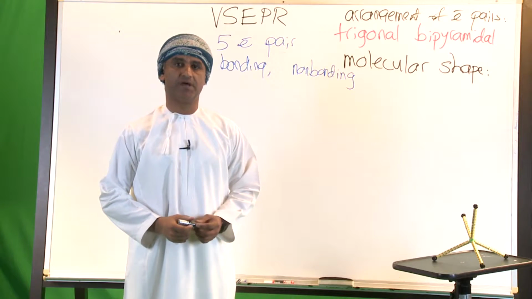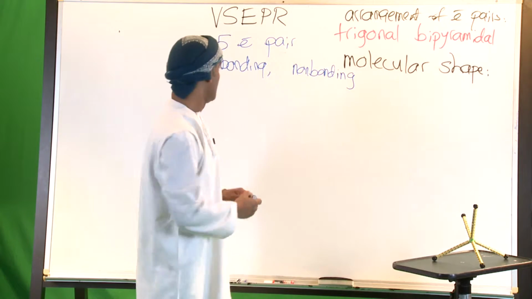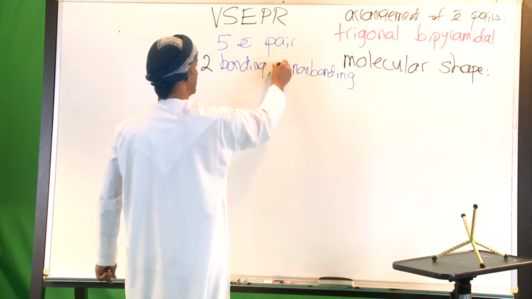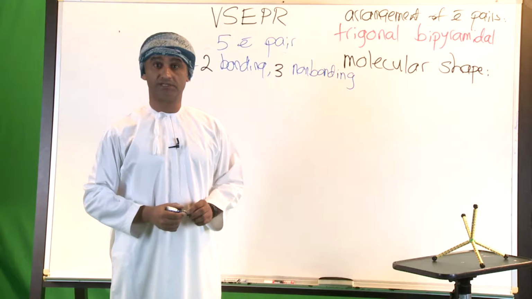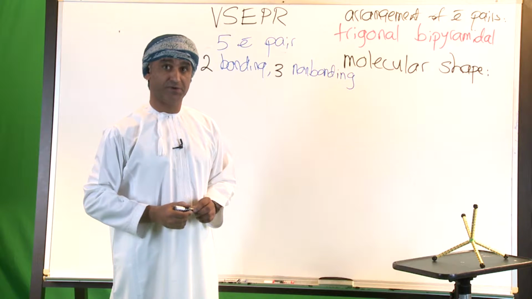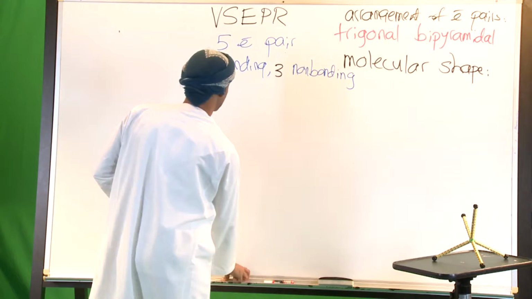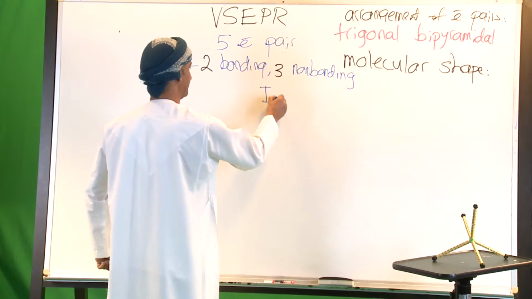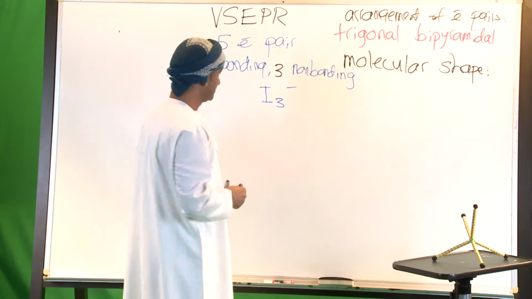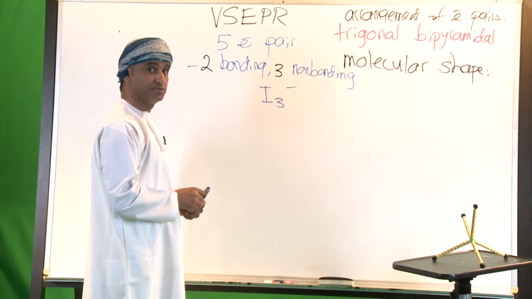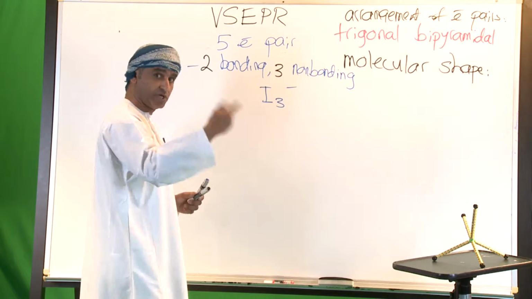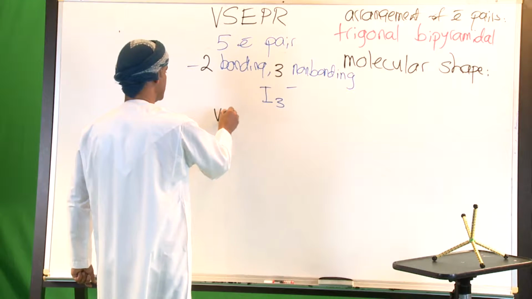The last 5 electron pair case is a case where 2 of the 5 electron pairs are bonding and 3 are non-bonding. So 2 bonding, 3 non-bonding, and in this regard we take the triiodide ion, I3 minus, as an example of this category, and for that obviously we need to draw a possible Lewis structure, for which we need to calculate the valence electrons.